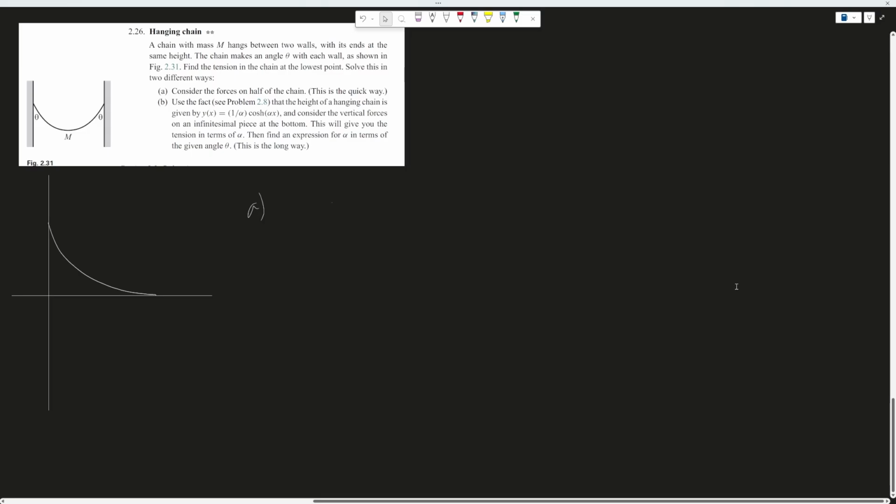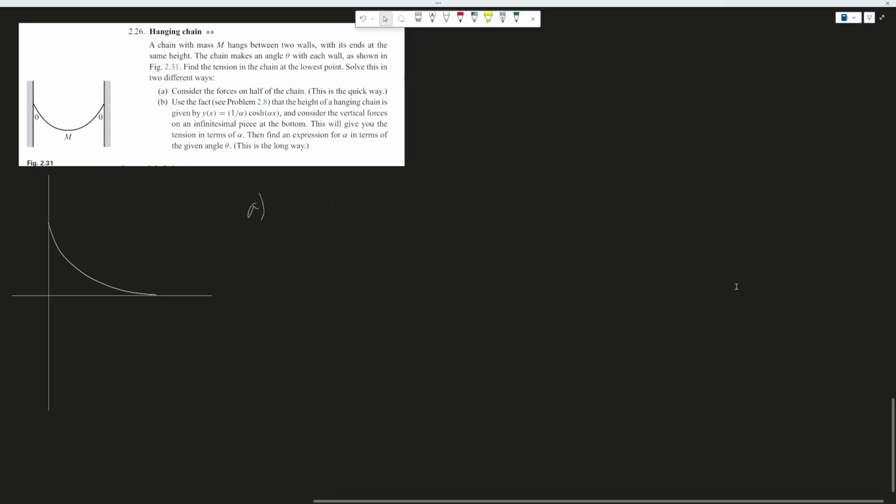Hi all. So today we're going to talk about problem 2.26. It asks us about this chain with mass m hanging between two walls, and the ends are at the same height, with theta the angle the rope makes with each wall. And now we're trying to find the tension in the chain at the lowest point.